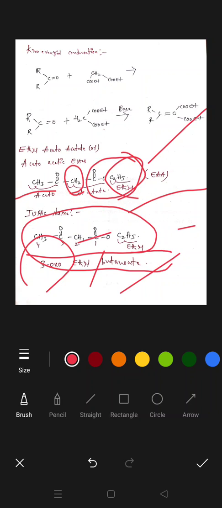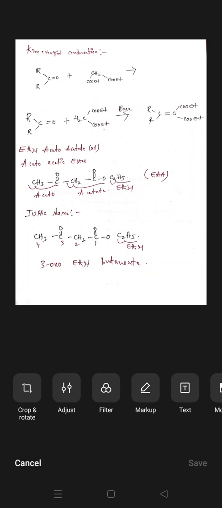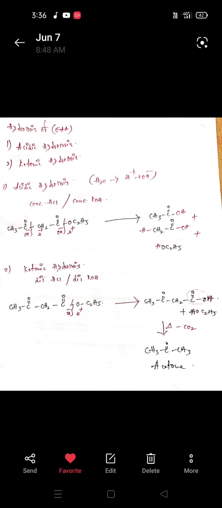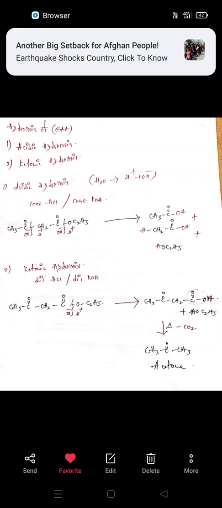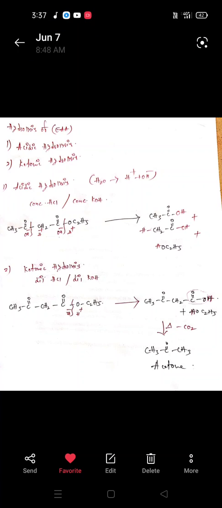For example, in the acidic hydrolysis process, we generally use concentrated HCl and concentrated KOH. In ketonic hydrolysis we use dilute HCl and dilute KOH. In both cases we use the same reagents, but the products are different. In acidic hydrolysis we get the acidic product.